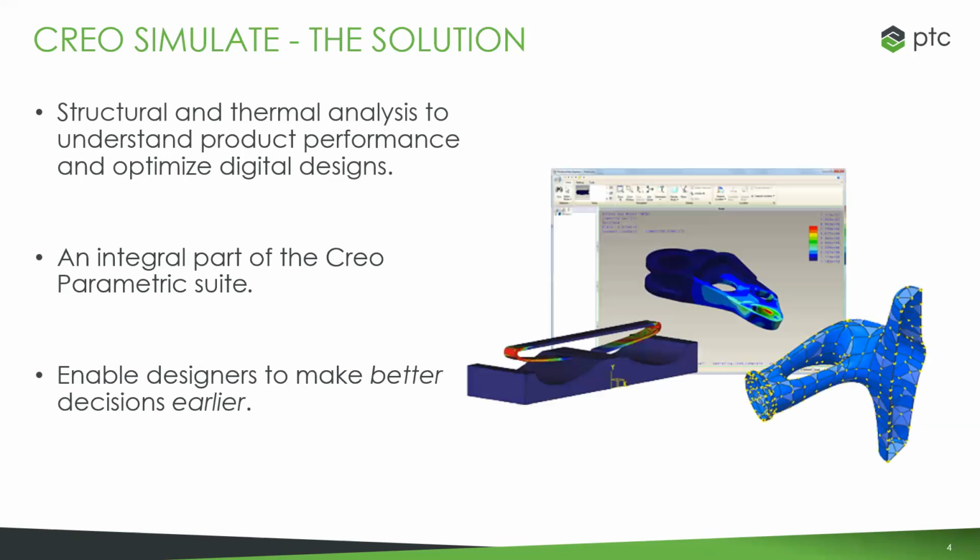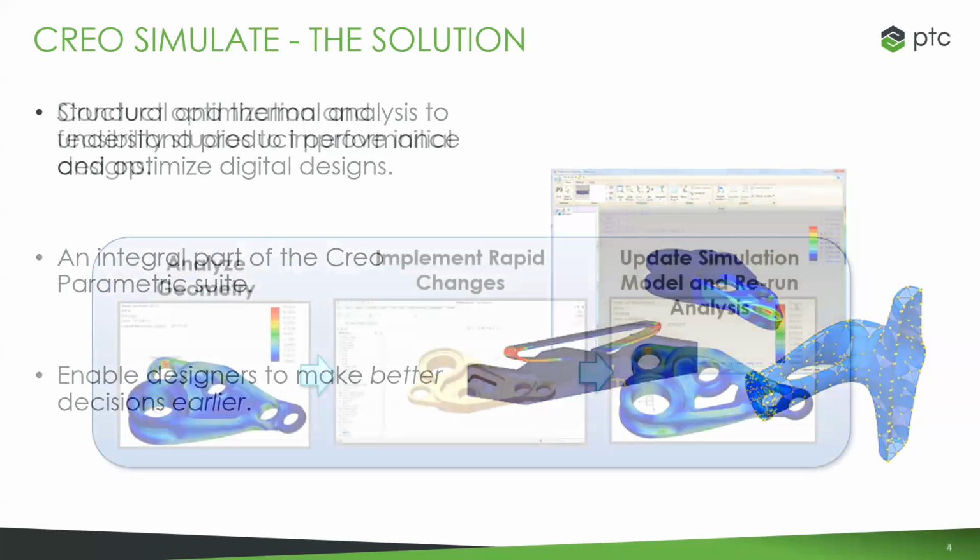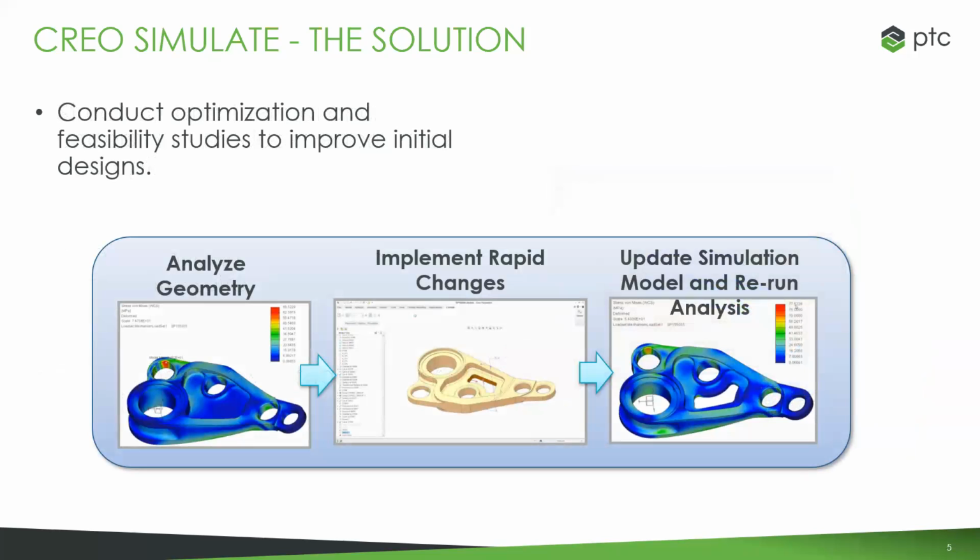And the idea is that we want to move more away from just the pass or fail mindset and work more towards finding what the optimal design is, and do that throughout the entire design process. One way that we do this is through the ability to run optimization and feasibility studies. But within Creo Simulate is a very strong capability that we use, and something that I'll go through and show a little bit of.